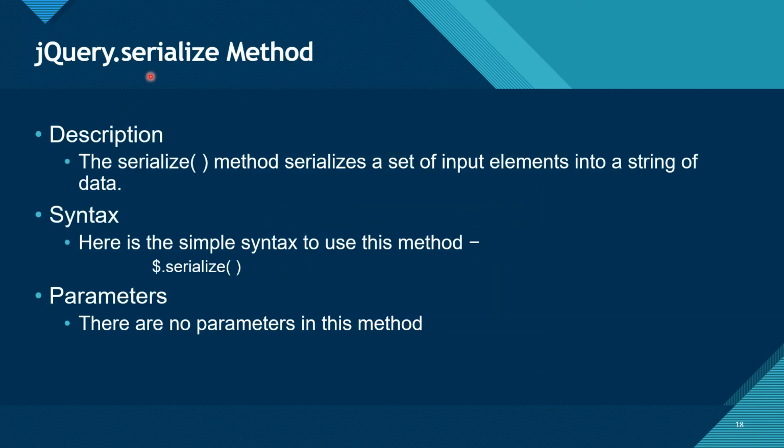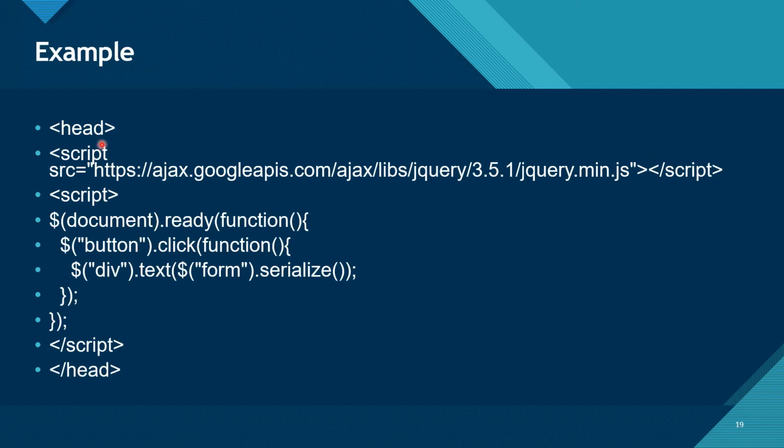In this slide, we will discuss the jQuery.serialize method. This method serializes a set of input elements into a string of data. Here is the simple syntax to use this method: $.serialize. Interestingly, there are no parameters in this method. In this example, we have imported jQuery from Google CDN, and on the button with the selector on click function, we will access the form with the serialize method. Next, we will show its output.